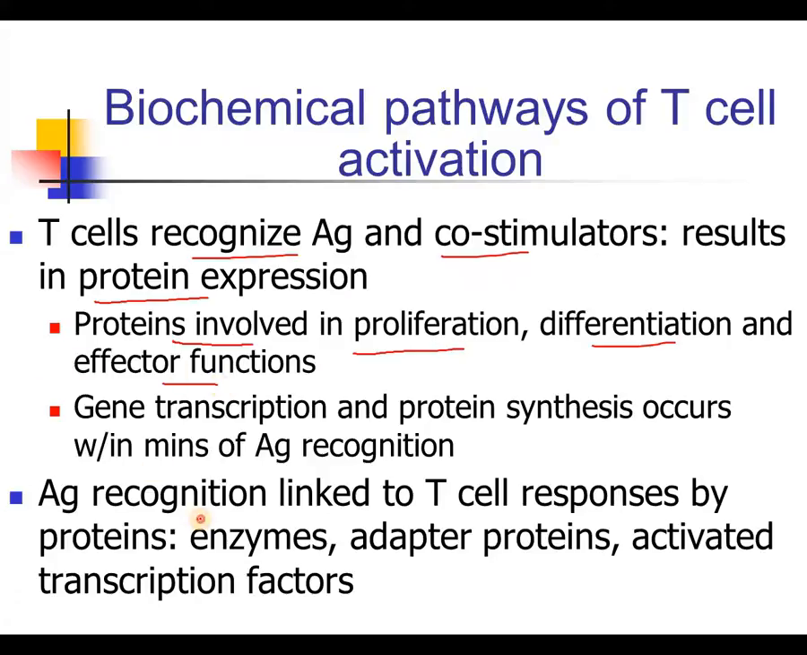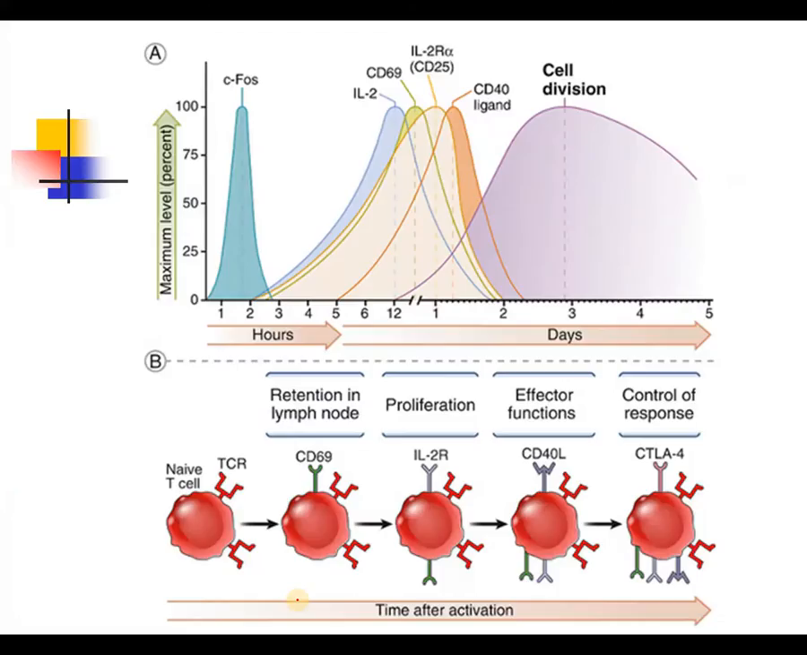The antigen recognition linked to the T cell responses is done by proteins. There are enzymes, adapter proteins, transcription factors, things that you associate with second messenger systems as a result of engaging receptors on the cell surface of a cell, in this case, the T cell. Again, let me remind you that these types of proteins would be conserved. They don't need to bind antigen, so they don't need to be diverse, but there are lots of them.